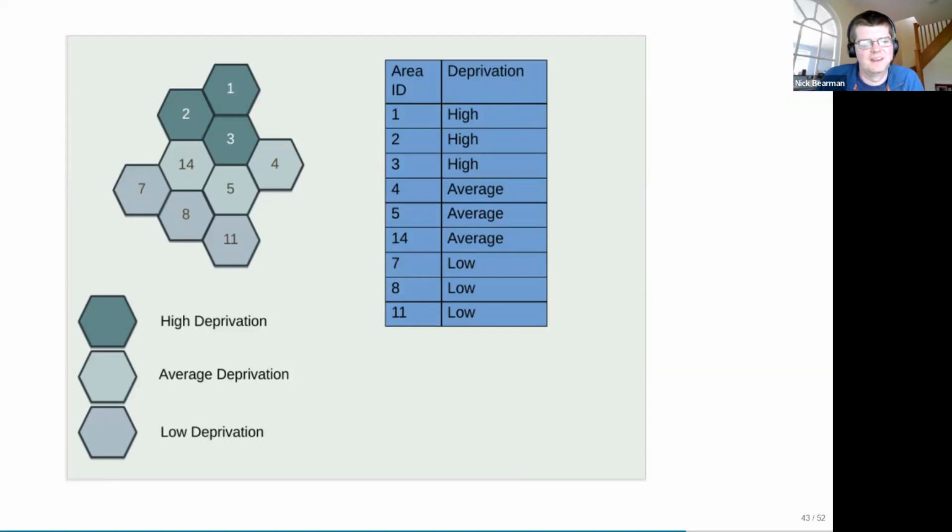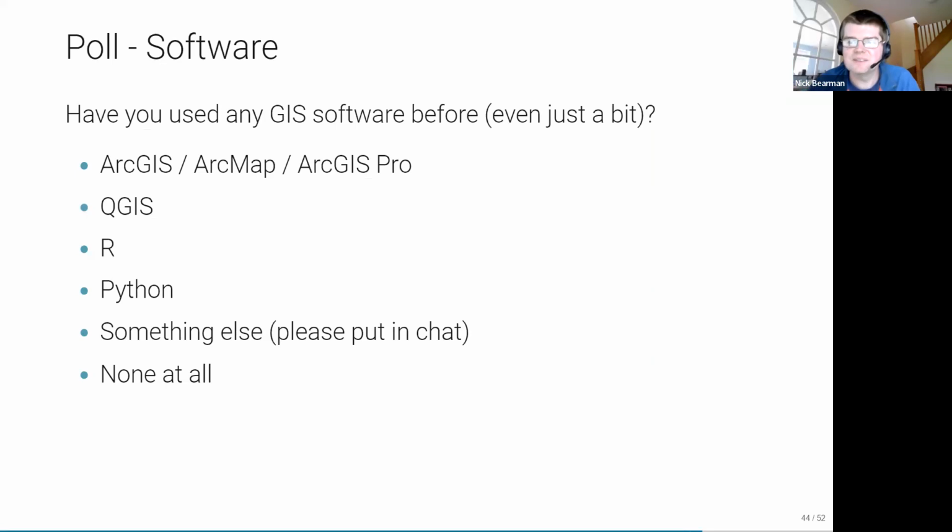Cool. So another question I thought would be interesting. I know some people have used GIS before. So just to introduce a little bit of chat about software, have you used any of these GIS bits of software before? Even just a little bit?